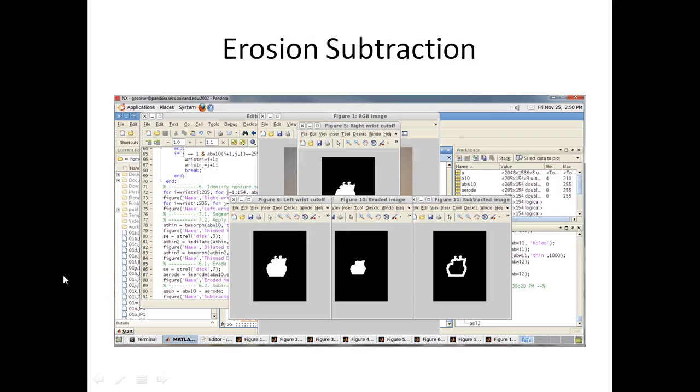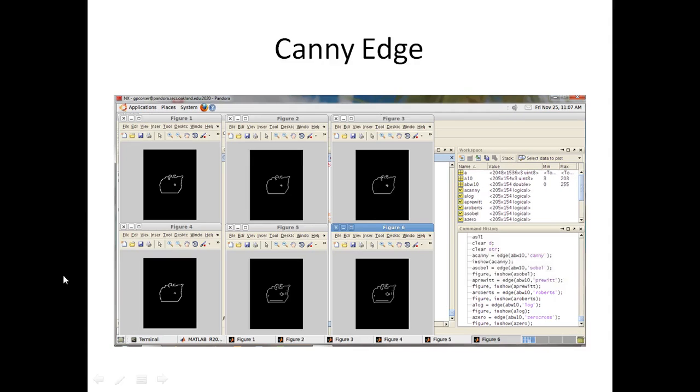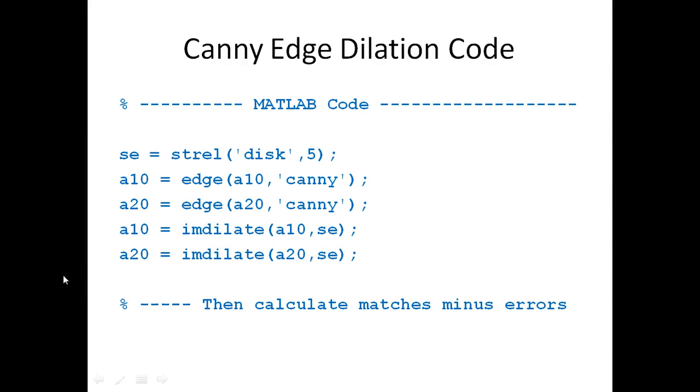Erosion subtraction was one of them that I used. This is similar to the Canny edge here. Basically, I eroded the image and subtracted it out of there, so it has a hole in the middle, which gives more prominence to the edge of the hand. In the Canny edge dilation, I dilated these images. The upper left is the Canny edge, and the other ones are other edges. This is the Canny edge dilation Matlab code.